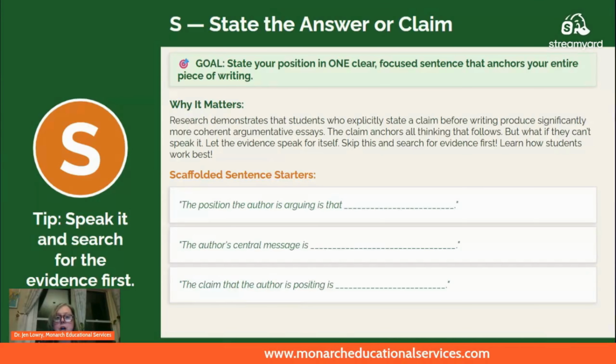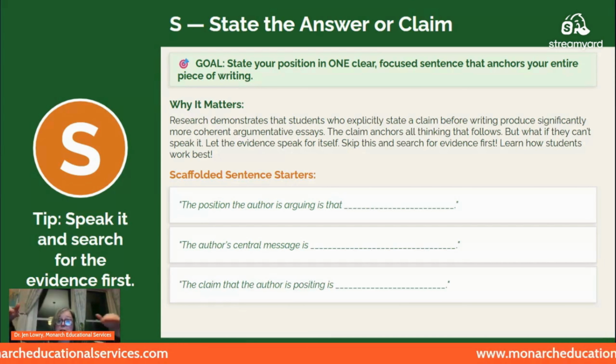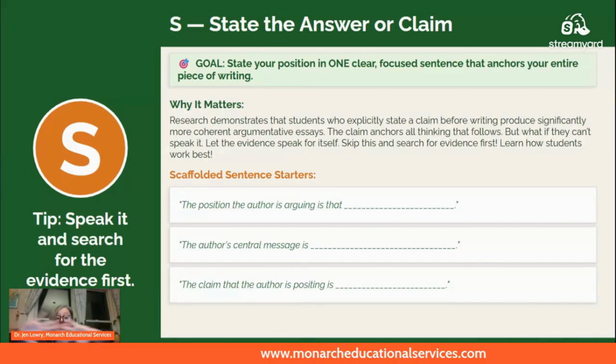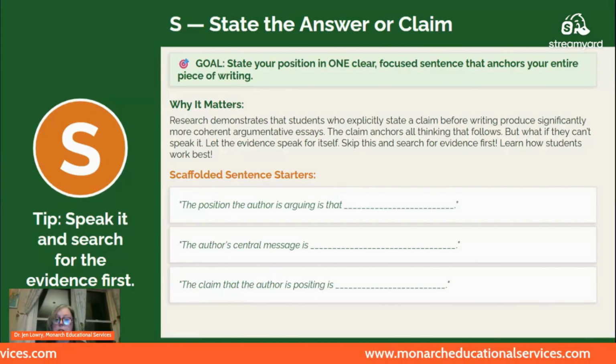So just know that when we're thinking of SOAR, when we're building out our paragraphs, it does have to start with that topic sentence. So let's state the answer or the claim. You got to just state it out. You got to be very clear so your audience understands your position or the author's position. So there we go, right? That was clear. It anchors your writing.